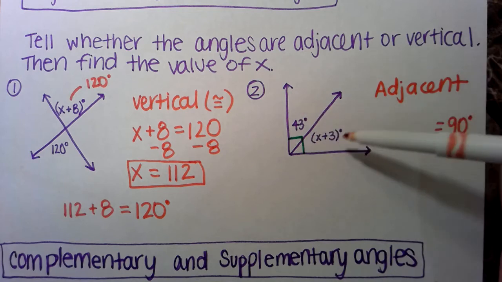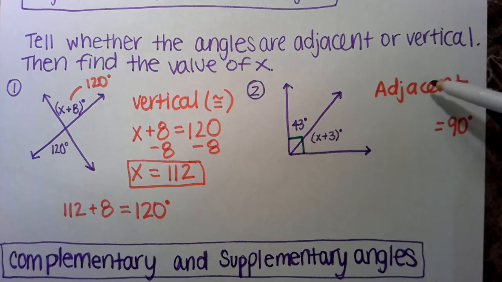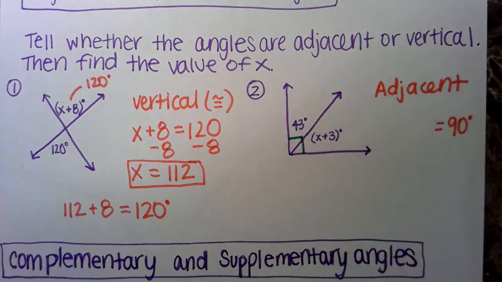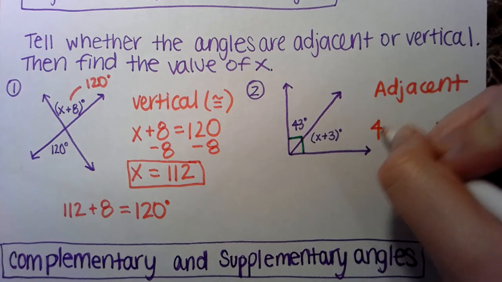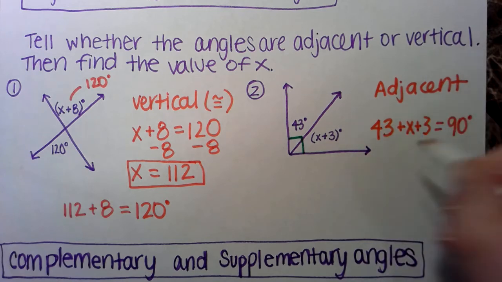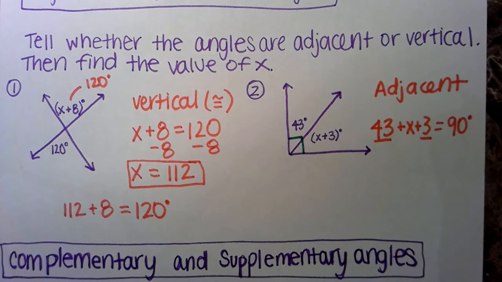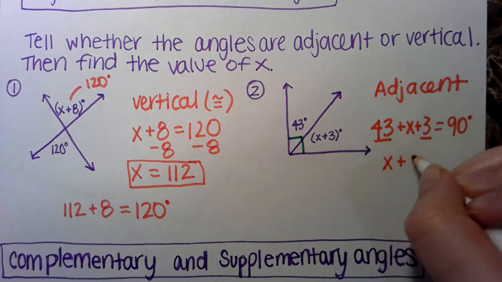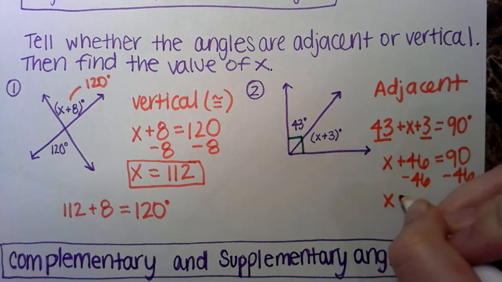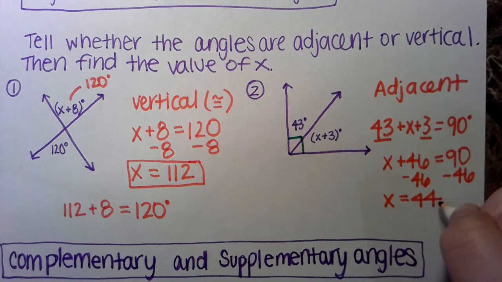If this one's 43 and this one's x plus 3, they're adjacent, so they're next to each other. So if we add them together, they're going to give us the full angle. So we have 43 plus x plus 3. We're going to combine like terms. So we have 43 and 3, so we get x plus 46 equals 90. We're then going to subtract 46 on both sides. We get x equals 44.